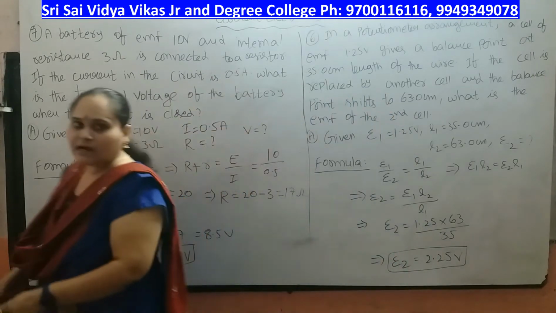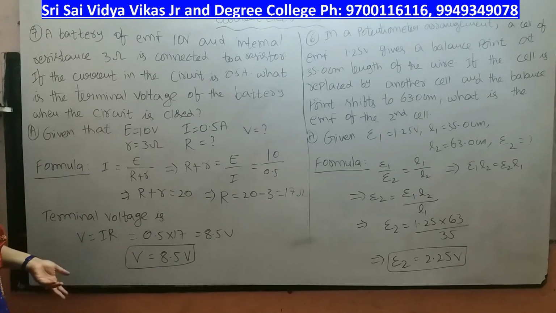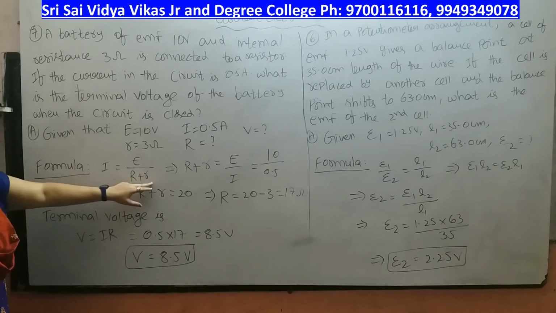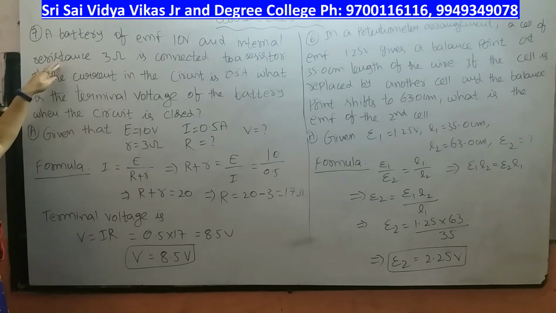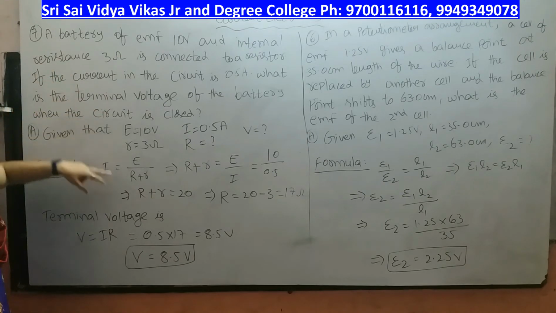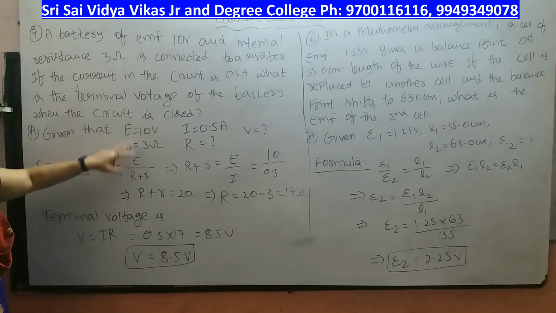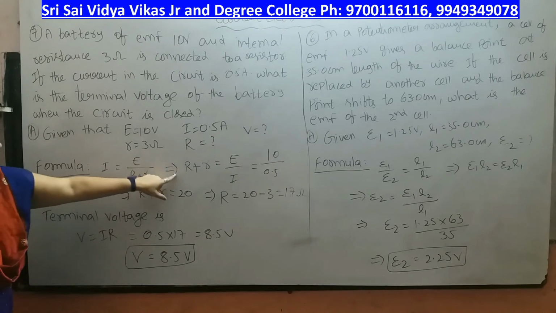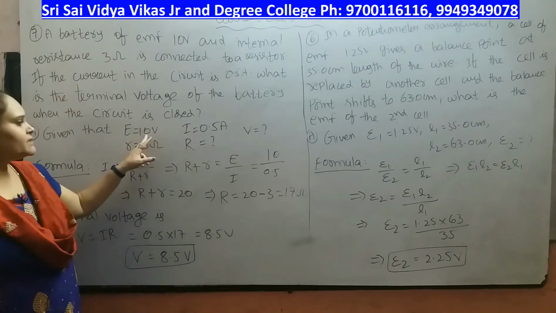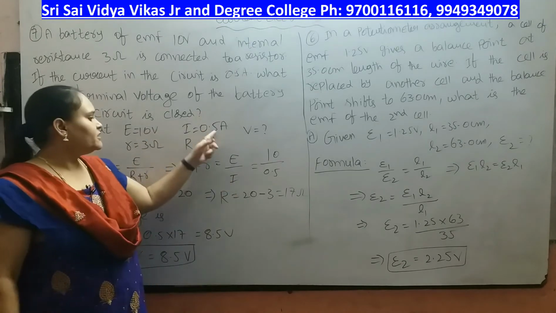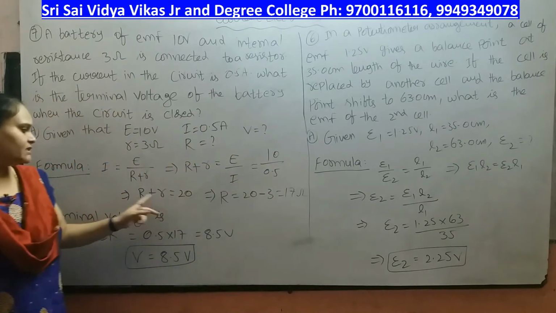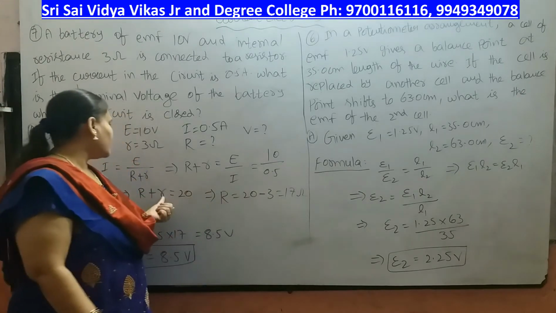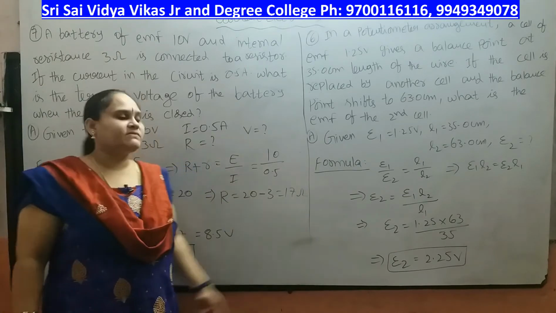For this we have the formula E equal to IR. For this we can write I equal to E by R, where R here means capital R plus small r. Small r is the internal resistance, and capital R is the external resistance. So I equal to E by R plus r. For this we can write R plus r equal to E by I. E is 10 and I is 0.5 amperes. 10 by 0.5 gives 20. Therefore R plus r equal to 20. For this capital R equal to 20 minus small r. Small r value is 3. 20 minus 3 gives 17 ohms.